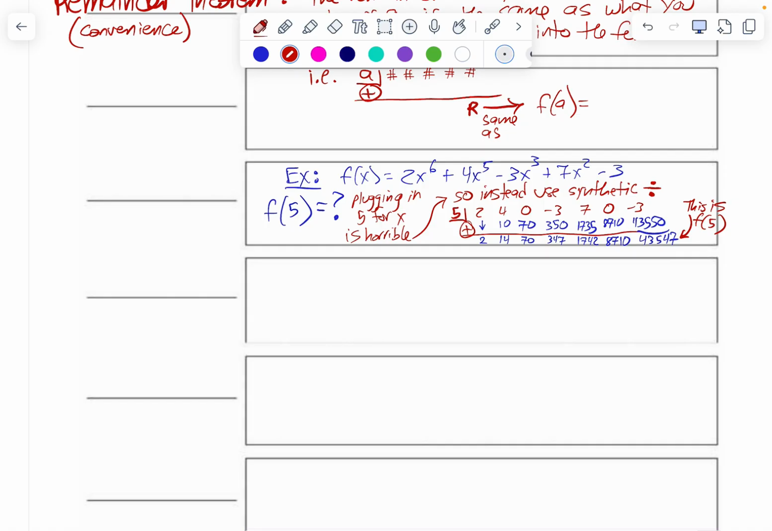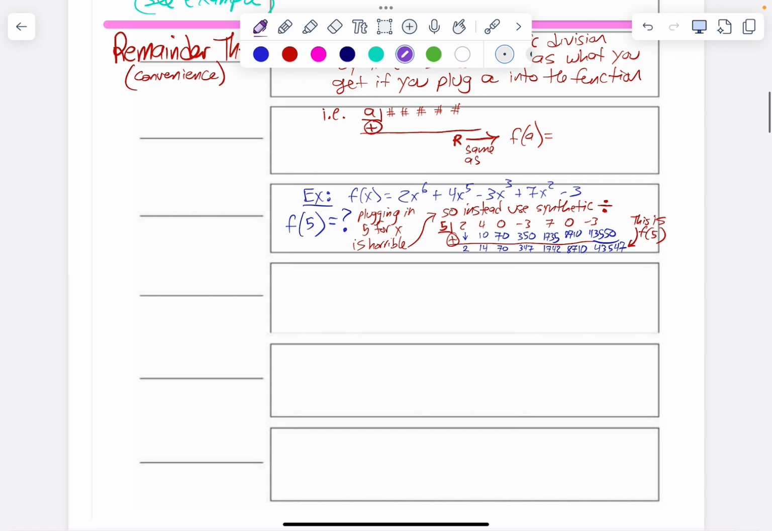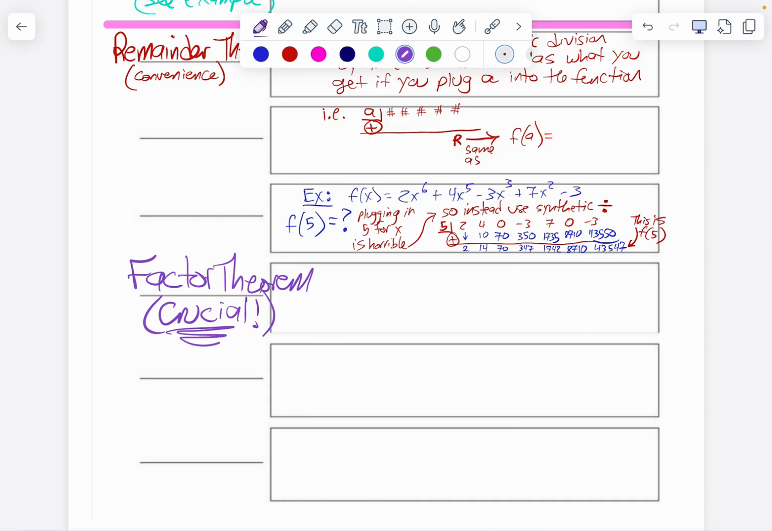All right, that's the remainder theorem. Here's the factor theorem. This one is not a matter of convenience. This one is crucial. Now, fortunately, this one is way easier. But please, please know this one. Here's what it says.